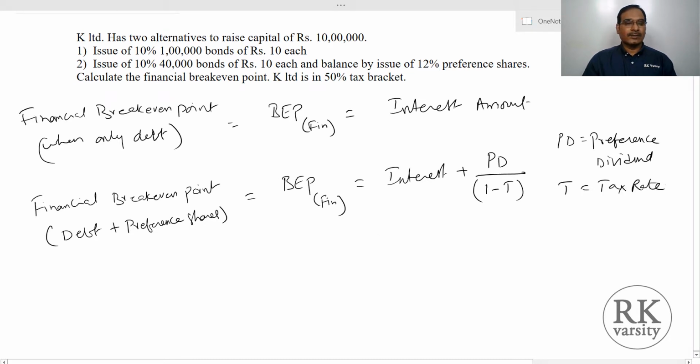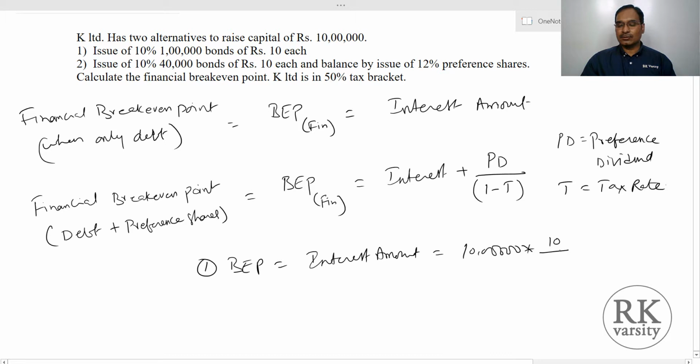So here K Limited has two alternatives to raise a capital of rupees 10 lakhs. First one is issue of 10% 1 lakh bonds of rupees 10 each. So in this case there is only debt. So we use the first equation, that is, break-even point equals to interest amount. So 10 lakhs is the debt amount times 10% is a coupon rate. So this equals to 1 lakh. Financial break-even point is rupees 1 lakh.